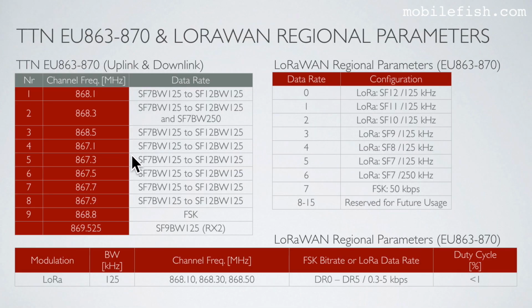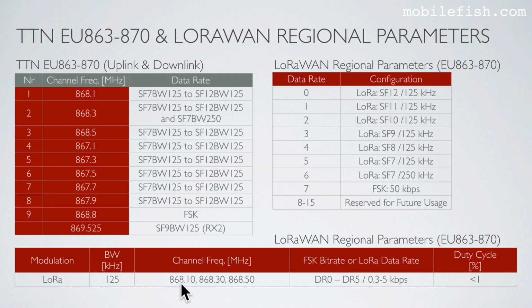In this table, you can find The Things Network uplink and downlink frequencies, which comply with the LoRaWAN regional parameters document. As you can see, The Things Network defined 8 uplink LoRa channels. This frequency is used for receive slot 2 for downlink purposes. This table and this table contain the LoRaWAN regional parameters for AU 863 to 870.